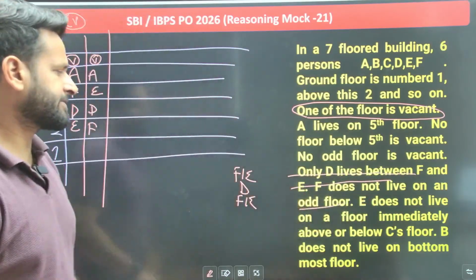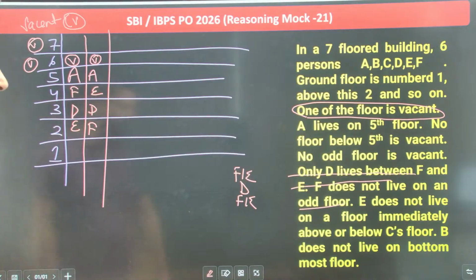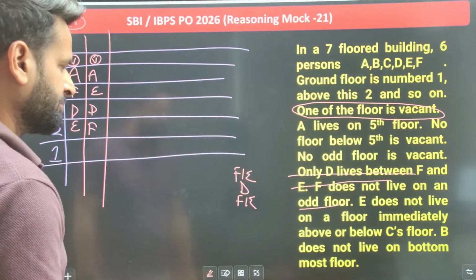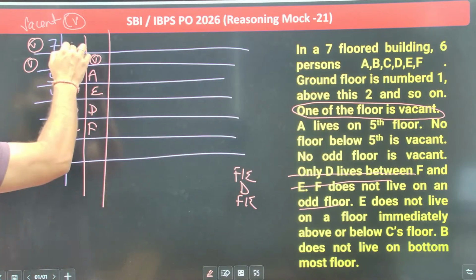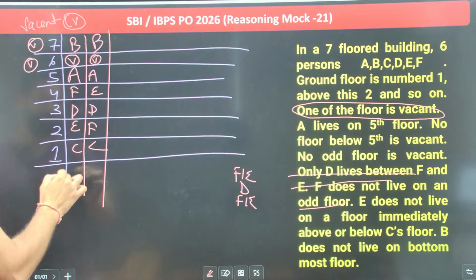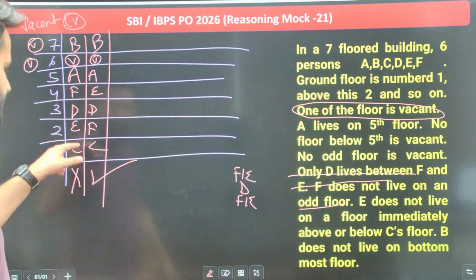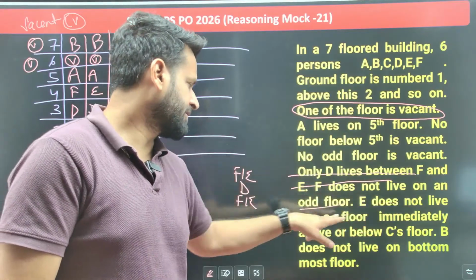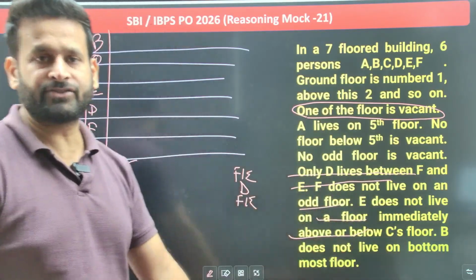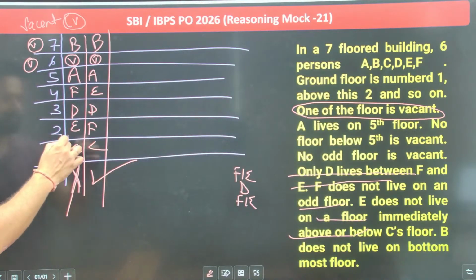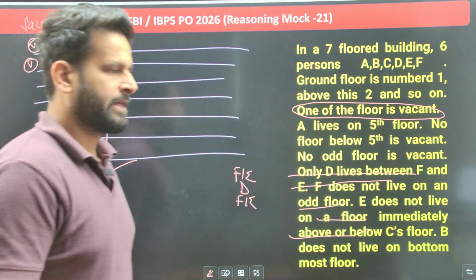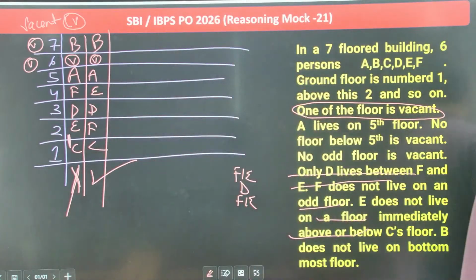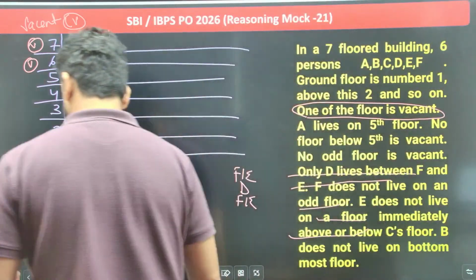E does not live on a floor immediately above or below C, so C will not come next to E. B does not live on the bottom. If B is not on the bottom, this will be B and this will be C. Now this is wrong and this is right. Why? E and C have come next to each other. It has denied this condition: E is not a neighbor of C. Now, the second case will be right. There is no such problem in this second case. There is no violation of any of the statements.